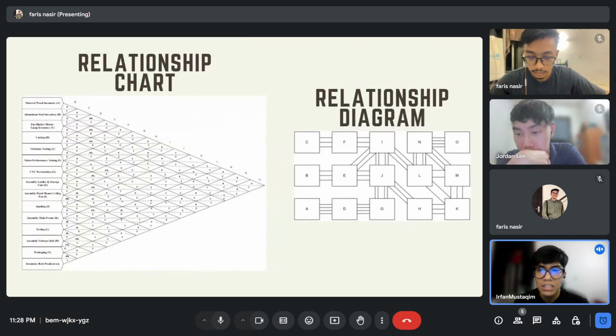And this is the relationship chart, how it is concluded. The highest rating is labeled as A, which is the most important, followed by E, I, O, and U. And as we can see from the relationship diagram, it is the rearranged flow of the process according to the importance and how frequently it is going to be used.